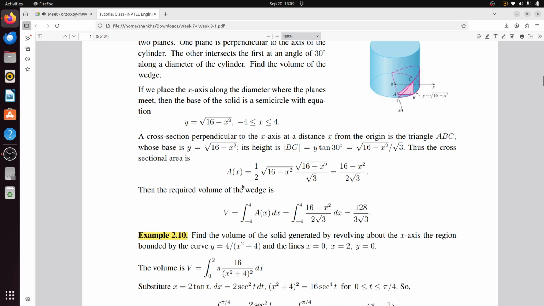Then the required volume of the wedge is V equal to integral from minus 4 to 4 of A(x) dx. In other words, integral from minus 4 to 4 of 16 minus x square by 2 root 3 dx, and if you integrate it, 128 by 3 root 3 will be the answer.